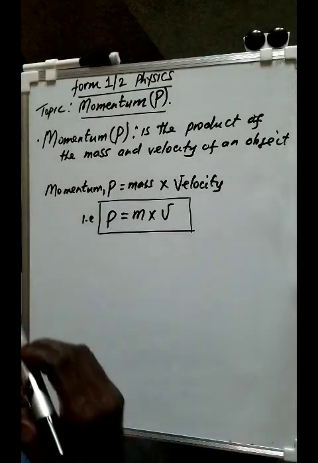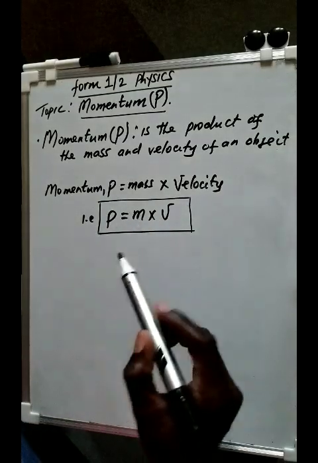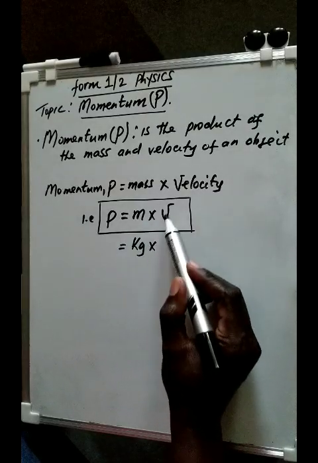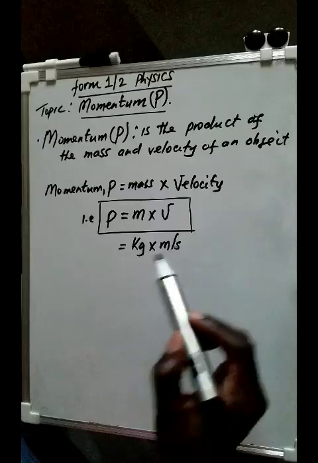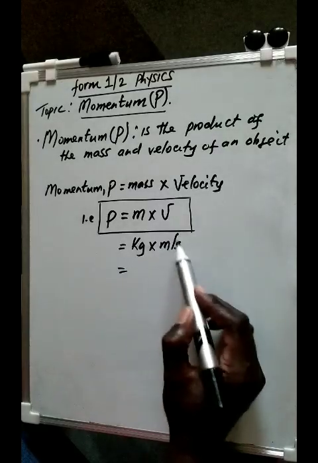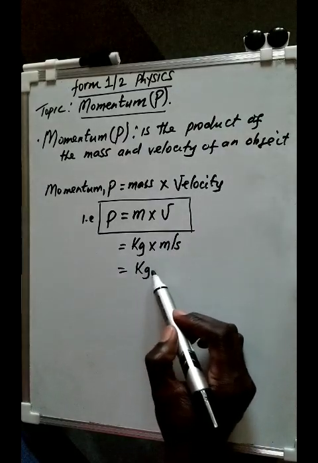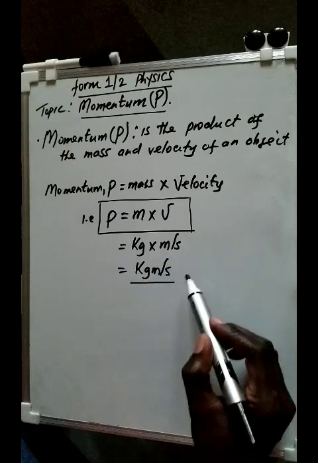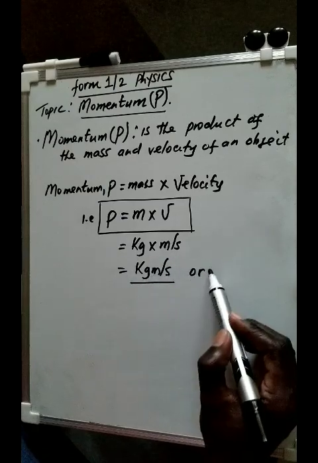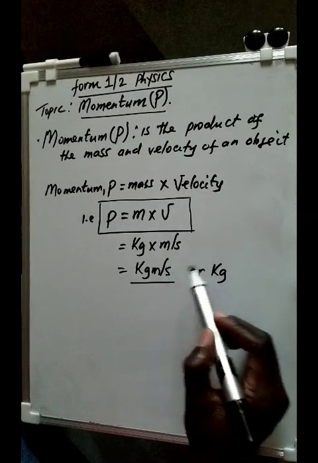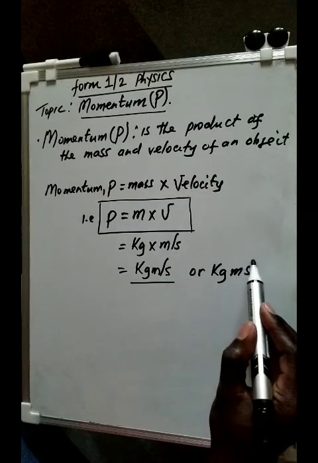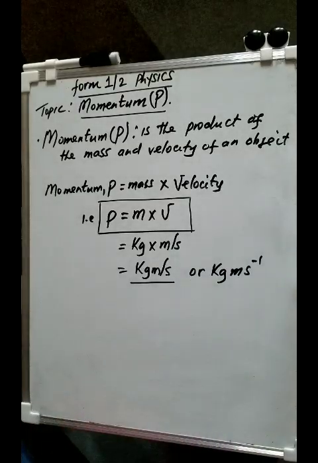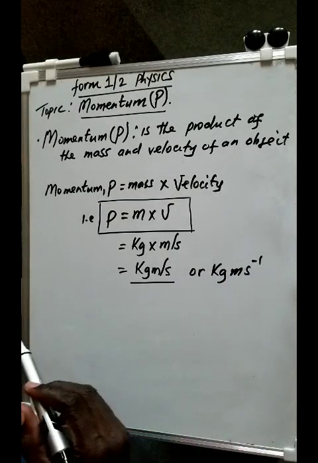So what are the units for momentum? Remember, mass is measured in kilograms and velocity is measured in meters per second. When you combine kg and meters per second, it gives you kg meters per second, and these are the units for momentum. If you don't want to write the slash, you can write kg m s^-1. That is basically the same. So that is the unit for momentum.